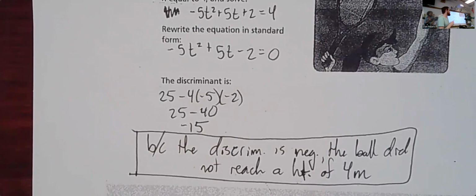If it was 0, that means yes, but it means the maximum height would have been exactly 4 meters. If it was a positive value, the maximum height would have been more than 4 meters because it would have gone above 4 meters and then back below it again, because a positive number for a discriminant means 2 solutions. Cool. All right. So this next one.